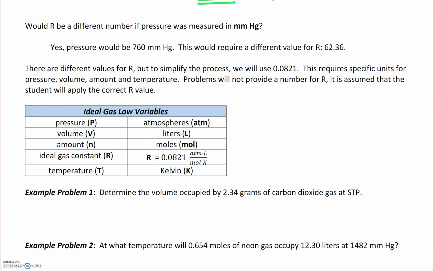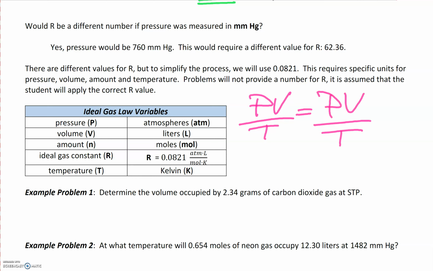You don't have 2 of anything. If you had 2 of something, we'd have to go back to the combined gas law, PV over T equals PV over T. What's also missing from this particular formula is that you do not see grams, you do not see moles.